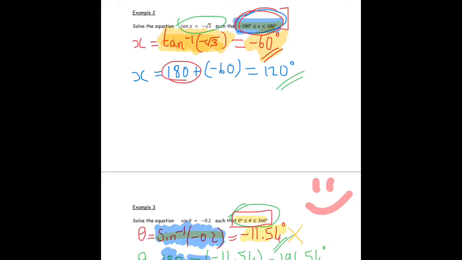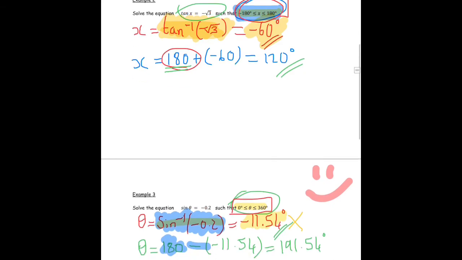Alternative tan angles go up in 180 degrees, and you add every single time. So 180 plus negative 60, which is 120 degrees, is also a correct answer. If you went up to the next 180, so 360 plus negative 60, which is 300 degrees, that would also be a correct solution, but it's outside of our range, so we don't bother with that. So negative 60 and positive 120 degrees are the two solutions between minus 180 and 180 degrees for that equation.